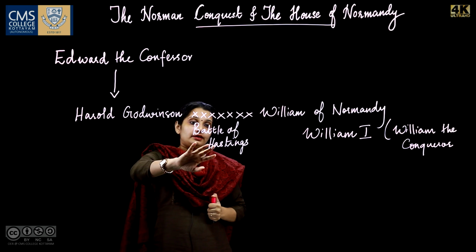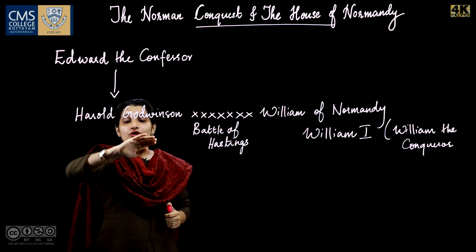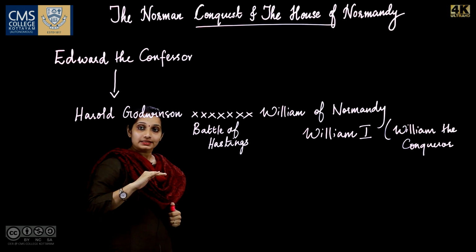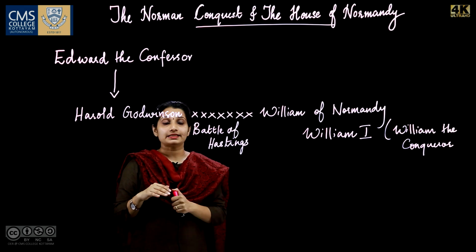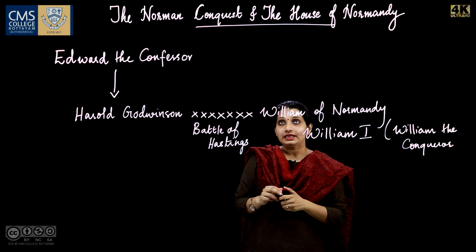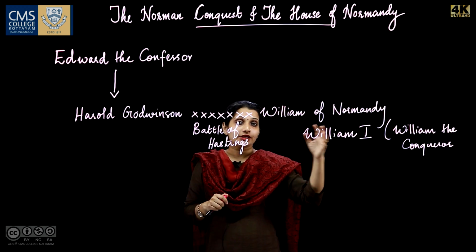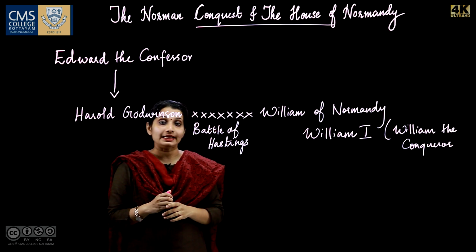So, with the Battle of Hastings, we have the end of the Saxon line of kings, and Harold Godwinson was the last of the Saxon kings that ruled England, and we have the beginning of the House of Normandy, or the Norman line of the kings on the throne of England.